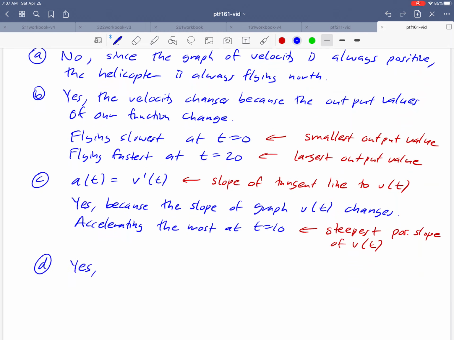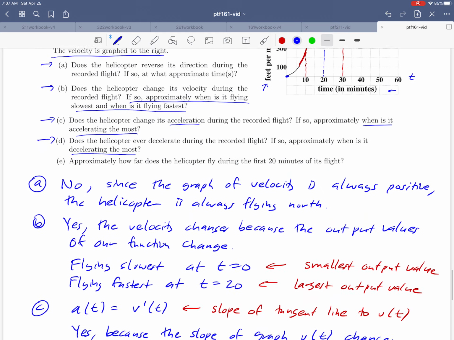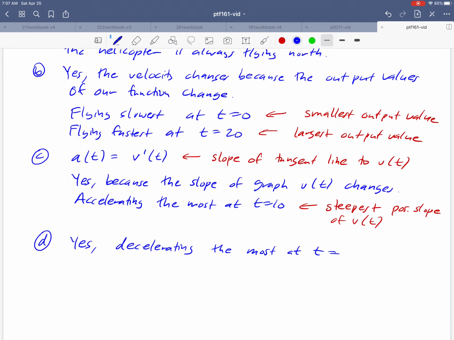Okay, yes, and we are decelerating the most at around, what was that, t equals 30? Yeah. Where we get the steepest negative tangent line slope.